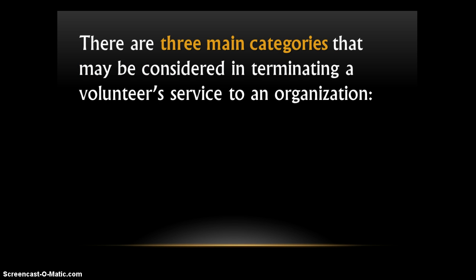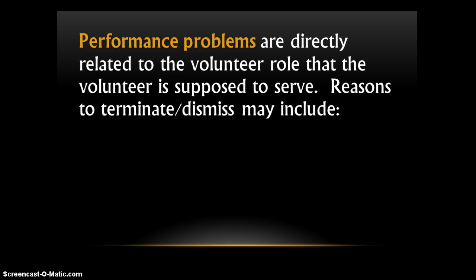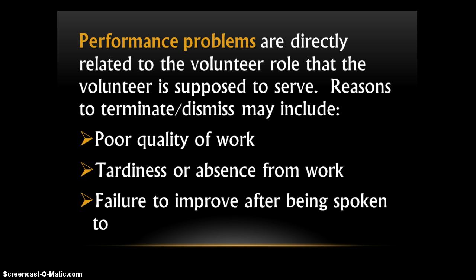There are three main categories that may be considered in terminating a volunteer's service to an organization. First, there are performance problems. Secondly, there are conduct problems. And thirdly, there are economic problems. Performance problems are directly related to the volunteer role that the volunteer is supposed to serve. Reasons to terminate or dismiss may include poor quality of work, tardiness or absence from work, and even failure to improve after being spoken to.